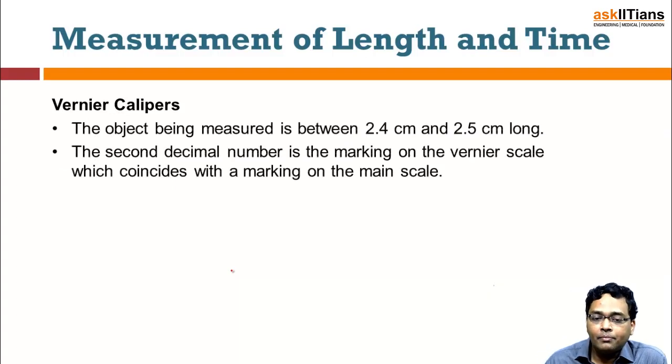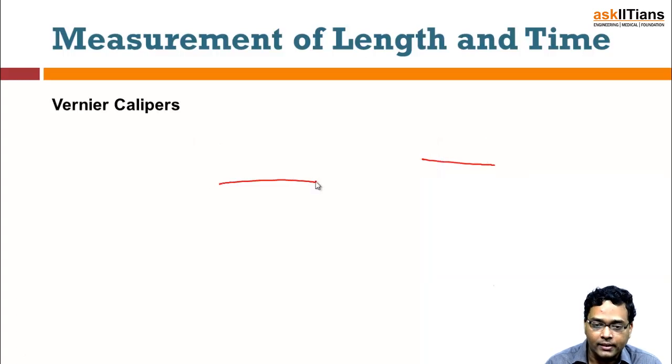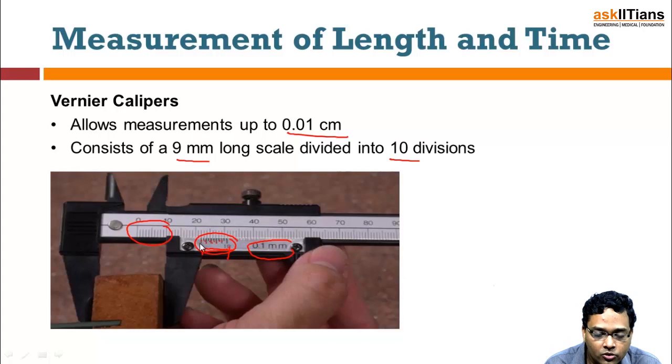So the object being measured is between 2.4 and 2.5 centimeters. The second decimal that you place is the marking on the Vernier scale which coincides with the marking on the main scale. Let's try to go back here. If we just try to see, let's say the first division, 0 coincides with this. So there is no reading that needs to be taken into consideration.